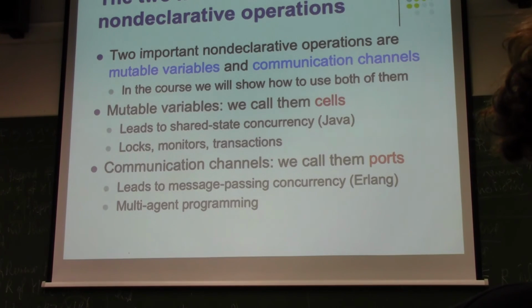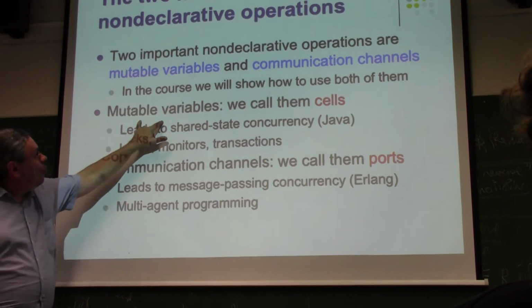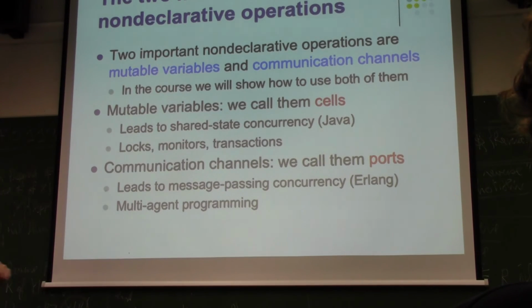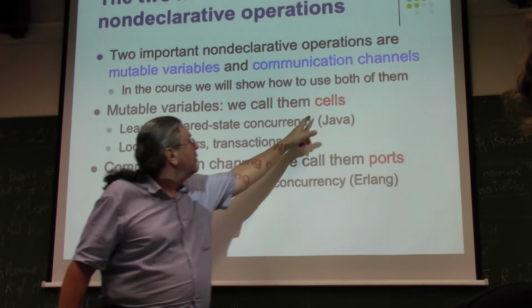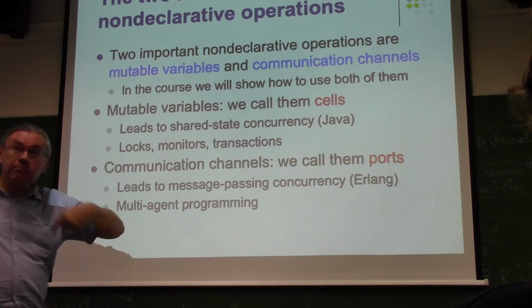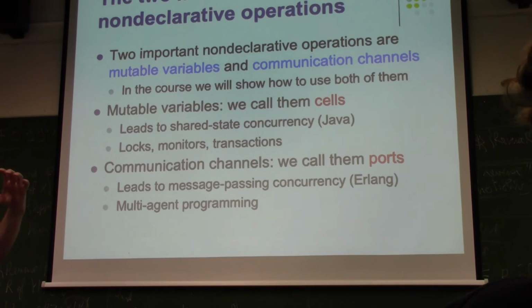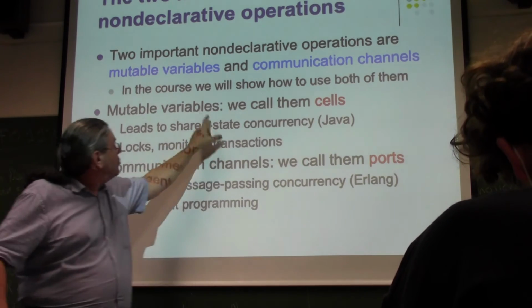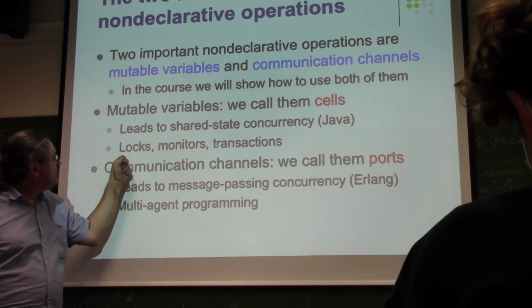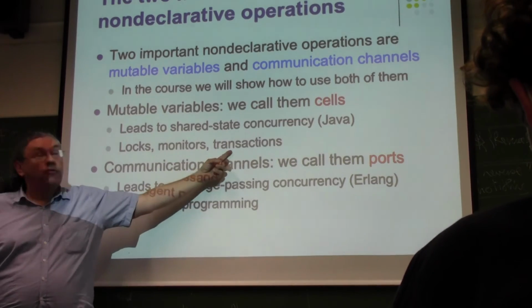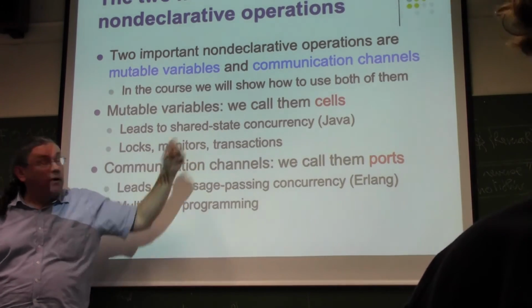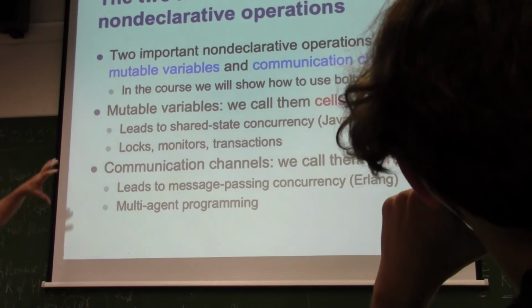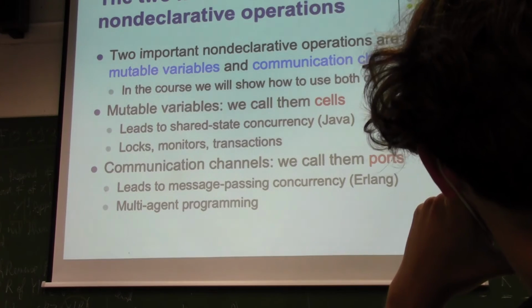The mutable variables, we are going to give them a precise meaning. We are going to call them cells, because you can update them multiple times, so it's like a box. Languages like Java use this approach. This leads you to things like locks and monitors. Systems with transactions do that too. So this is a very common approach.